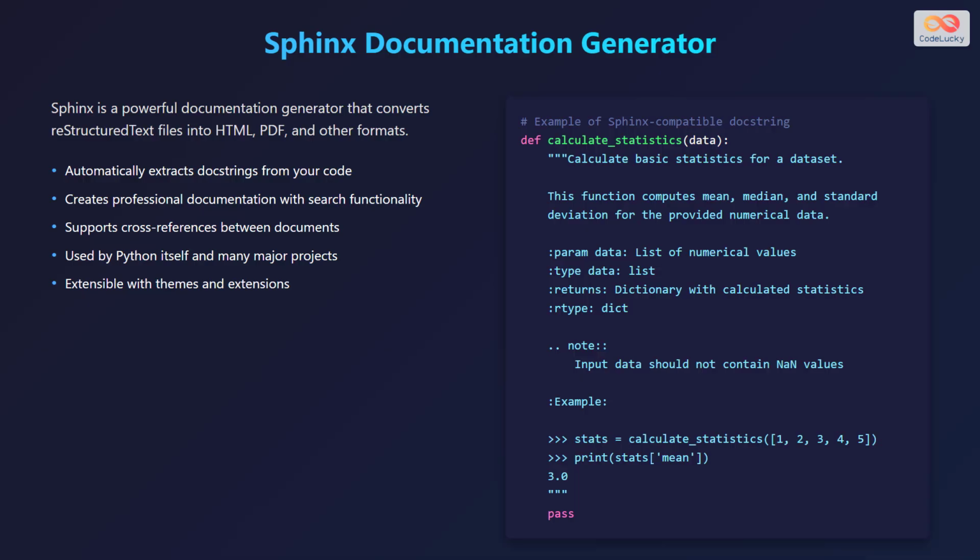On the right, you'll see an example of a Sphinx-compatible docstring. It uses reStructuredText syntax to define parameters, return types, and even include notes and examples. This allows Sphinx to generate nicely formatted documentation from your docstrings.